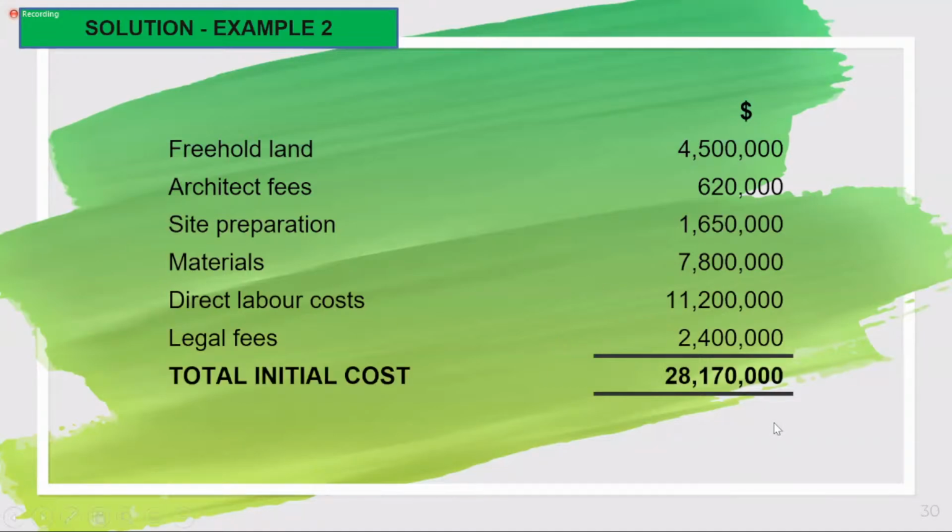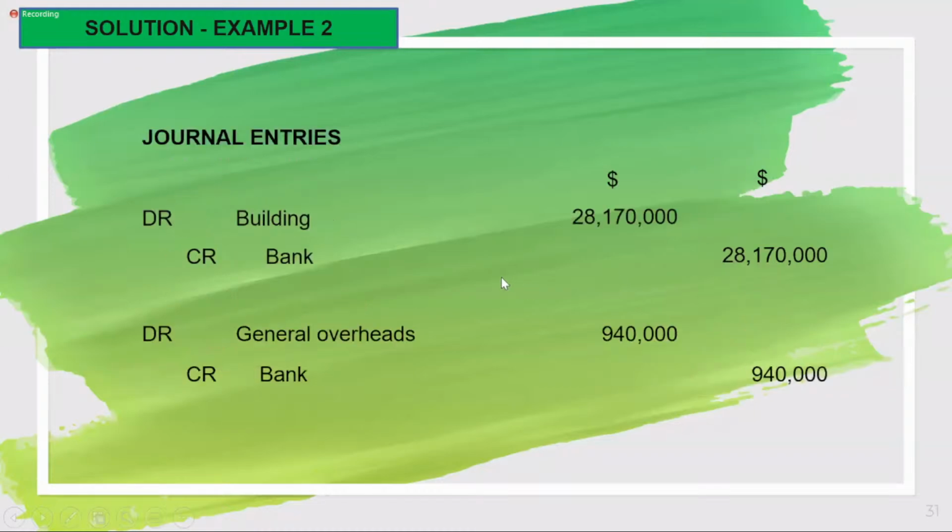Initial cost, total initial cost 28 juta 170,000. Sama enggak jawapannya? Sama. Okay. Kita journal entries. So debit your building sama macam tadi juga. Yang mana masuk initial cost will go to the building. Okay, store is a building. Credit your bank. And then the general overhead will go to SOPL and also credit your bank.